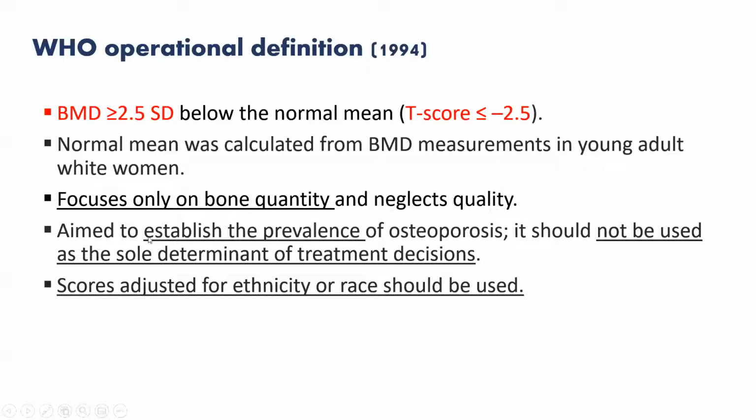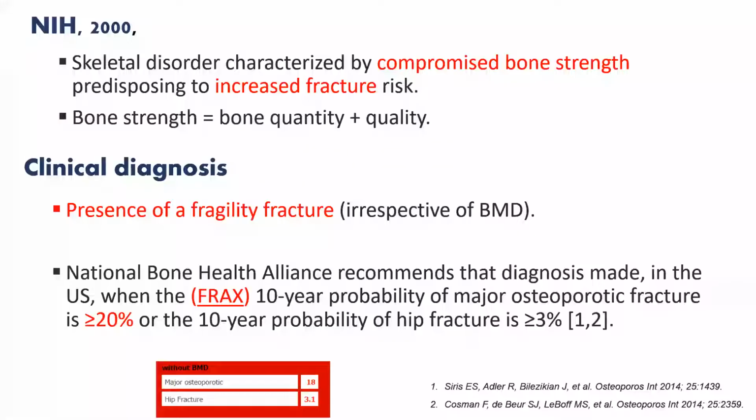But they said they aim to establish the prevalence of osteoporosis with this definition, and they stated that it shouldn't be used as the sole determinant of treatment decision. They said scores adjusted for ethnicity or race should be used, which I think hadn't been done.